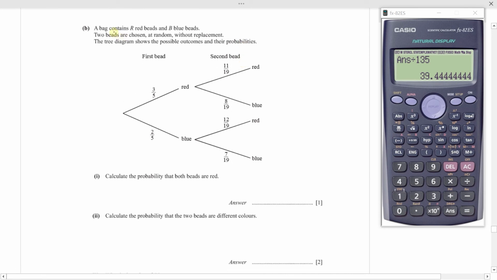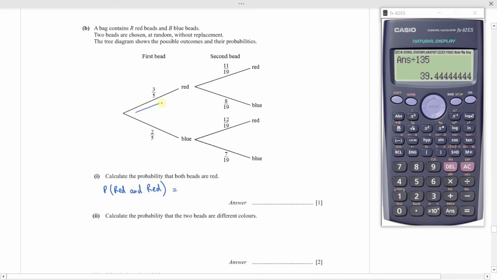So part B: a bag contains R red beads and B blue beads. Two beads are chosen at random without replacement. The tree diagram shows the possible outcomes and their probabilities. Calculate the probability that both beads are red. So that means you have to find the probability of getting a red bead and then, the second time, also getting a red.